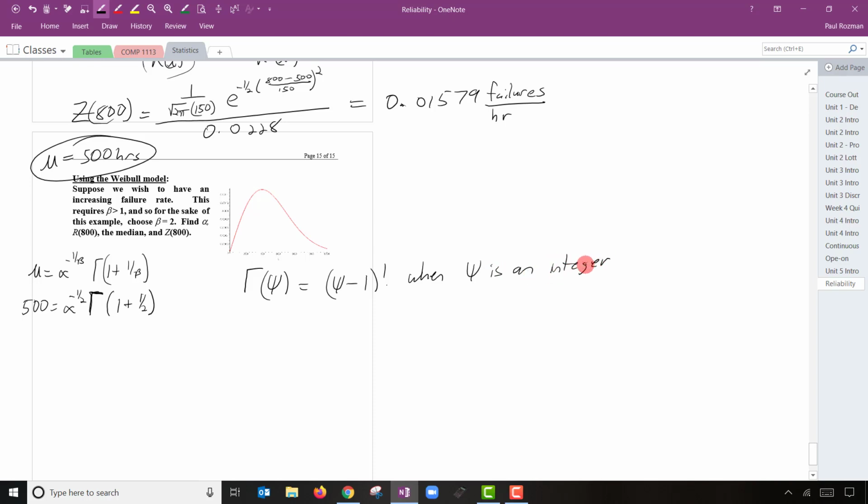I guess a positive integer, bigger than or equal to 1. But we don't have that. We have 1 plus a half. There is a neat property of the thing because of this factorial nature. You can write it as psi minus 1 times gamma of psi minus 1. That might be helpful to us.